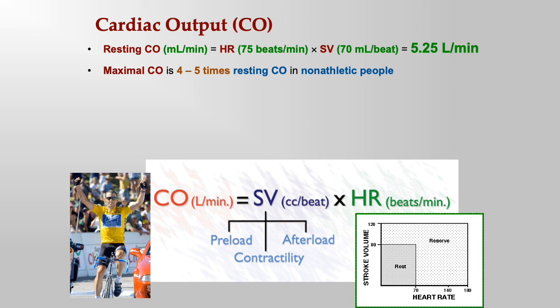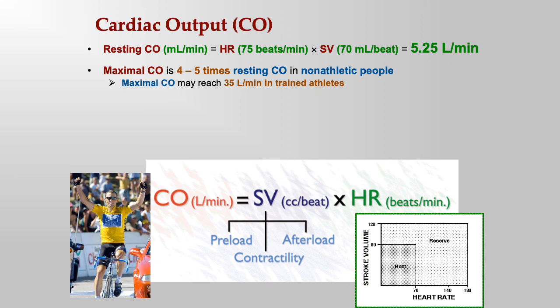When you're sitting there right now, you're pumping about 5 liters of blood per minute. Maximal cardiac output is 4 to 5 times resting cardiac output in non-athletic people. So when the chupacabra comes through the door and you have to start running and fighting, you can go up to 4 to 5 times that amount, which would be 20 to 25 liters per minute. You'll be pumping your entire blood supply through your body 4 to 5 times in 1 minute.